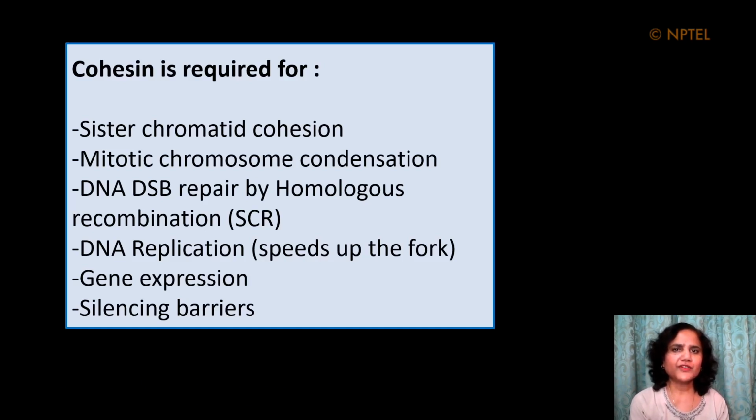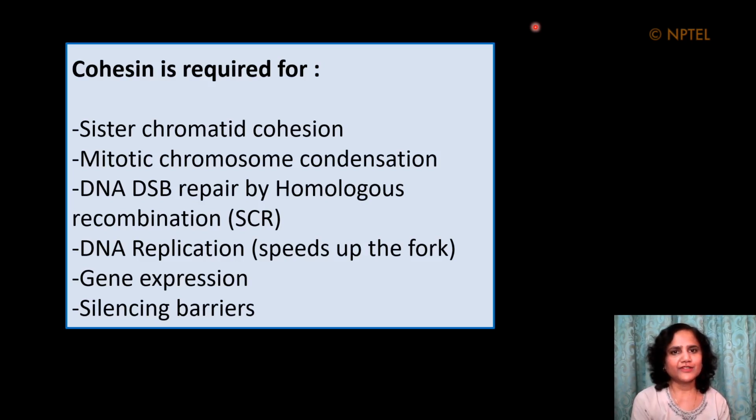Although cohesin was first identified by its requirement for sister chromatid cohesion in a screen for mutants that were defective in sister chromatid cohesion, these mutants were referred to as PDS mutants, precocious dissociation of sisters during mitosis. We now know that cohesin has several other functions as well. Cohesin is also important for mitotic chromosome condensation. It's also required for DNA double-strand break repair by homologous recombination.